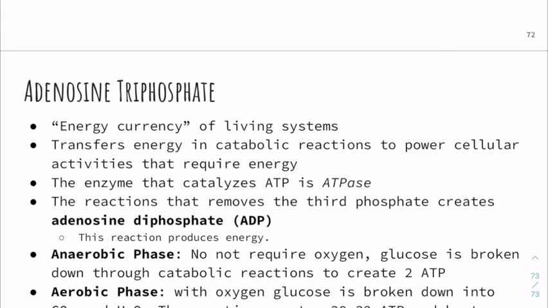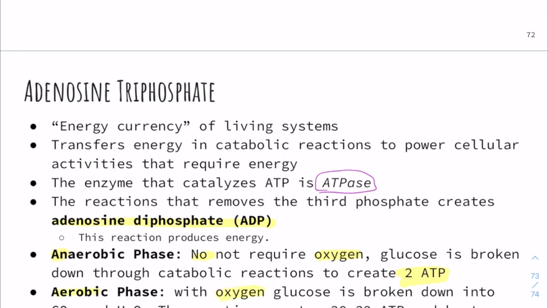And then the reactions that remove the 3rd phosphate group creates, as I stated earlier in this lecture, adenosine diphosphate, ADP. By removing that phosphate group, that produces the energy. The process of removing that phosphate produces energy for you to do something. We have that anaerobic phase, and no oxygen is needed. That is where the glucose is broken down to create 2 ATP. While the aerobic is where we need oxygen. That is where we create 30 to 32 ATP and we create heat.